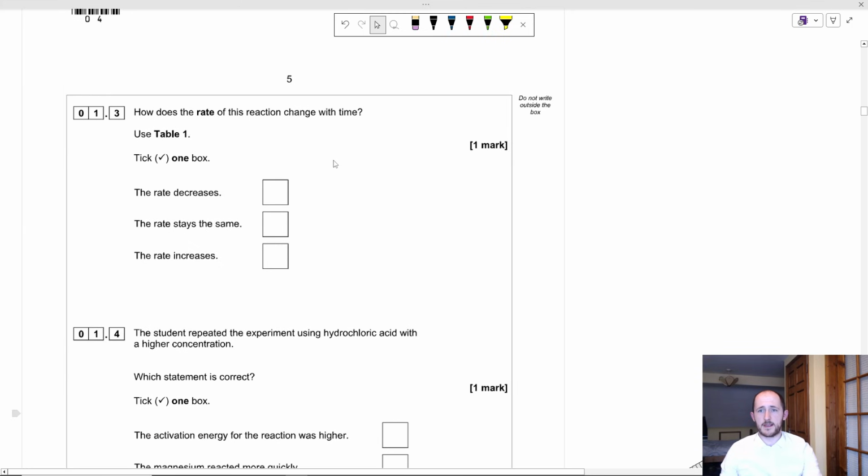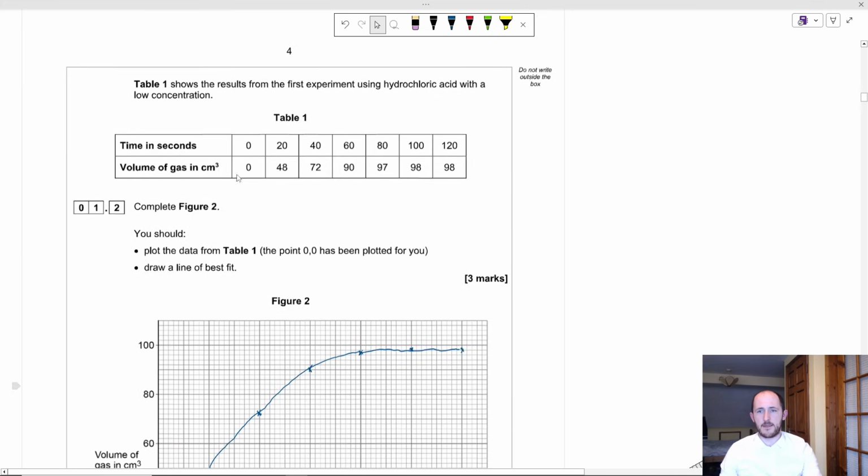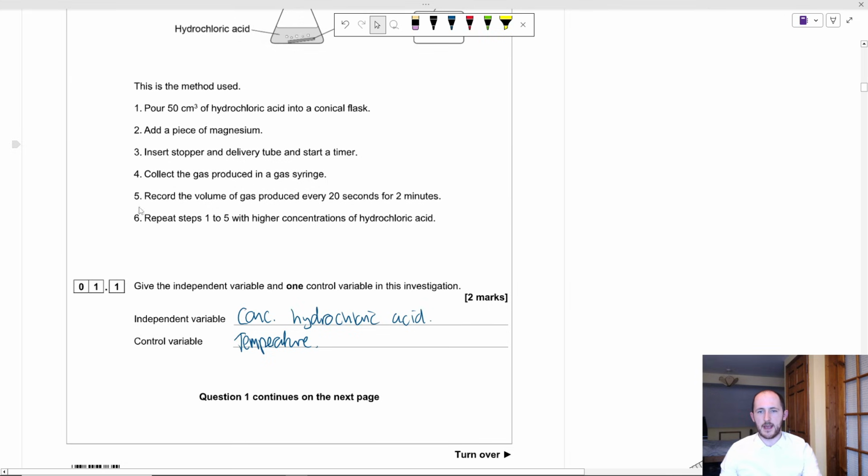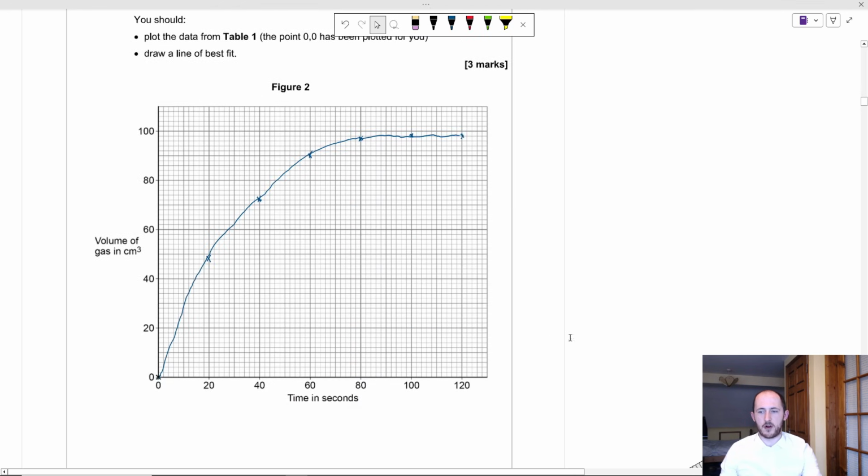Now, the important thing with this question is to keep in mind that this is just for the first experiment with a low concentration. If we go back up here, they've done this just once. So they've done steps 1 to 5. They haven't changed the concentrations. So remember, this graph just shows one attempt at this. So this isn't actually comparing the concentrations.